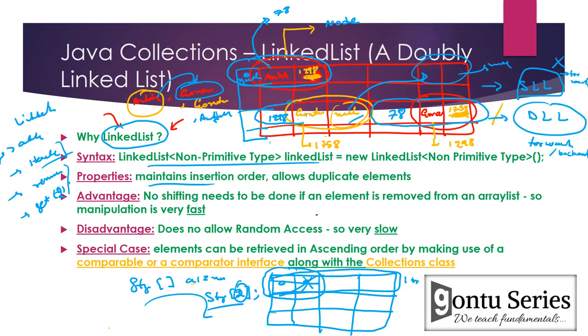Now there's an advantage associated with the concept of a linked list. What is that advantage? No shifting needs to be done if an element is removed. Here it's not ArrayList, it's LinkedList. So no shifting needs to be done if an element is removed from a linked list, so manipulation is very fast. Disadvantage: it does not allow random access, so it is very slow. Now what are these 2 points? Let's talk about that.